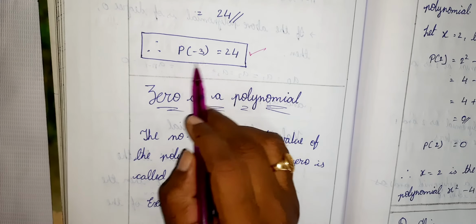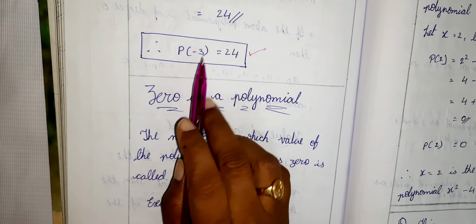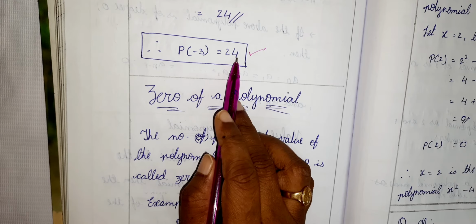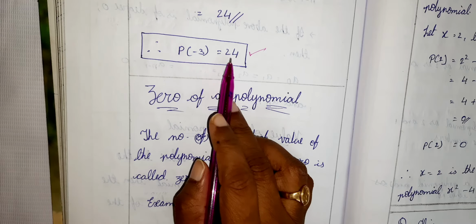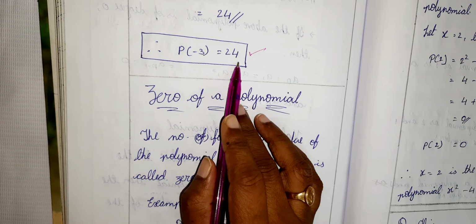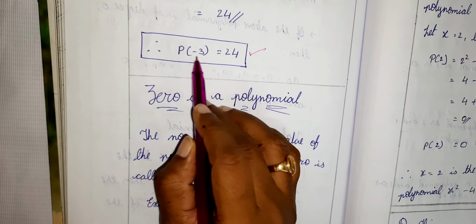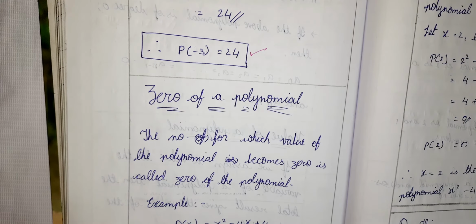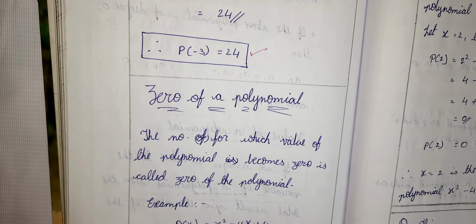Whenever you take some value of x and substitute that, if you get a value, then that is the value of the polynomial. If the value itself is going to become 0, then that particular value of x for which the polynomial becomes 0 is called the zero of the polynomial, right?